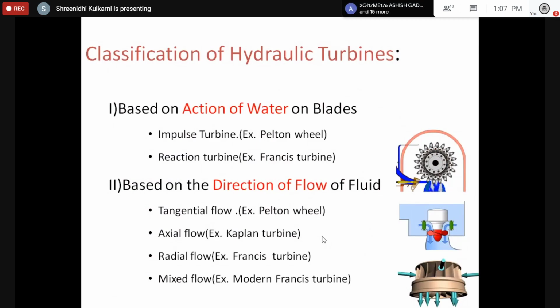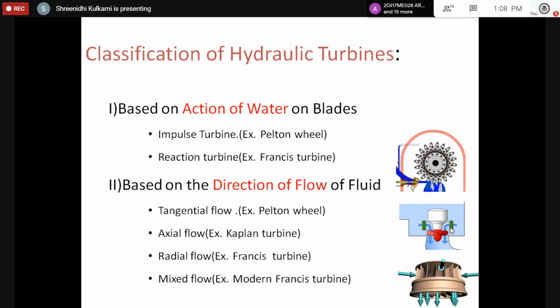Here we can see this is the Francis turbine and this is the Kaplan turbine. So that is the classification based on the action of water on blades. One is an impulse action and another one is a reaction action.